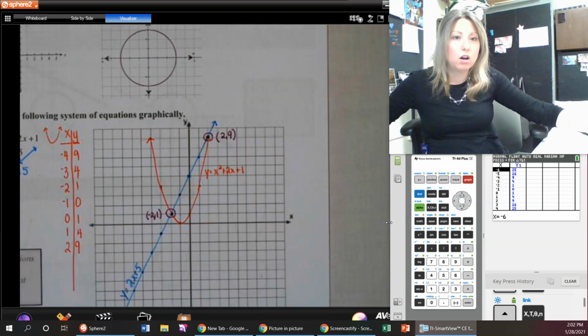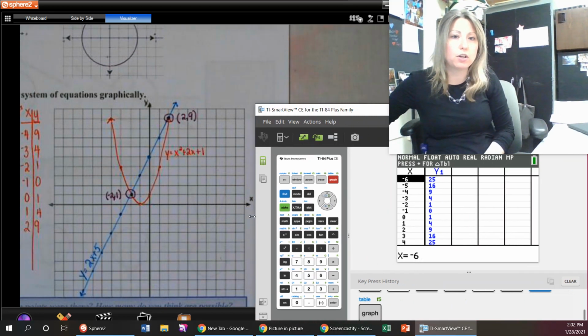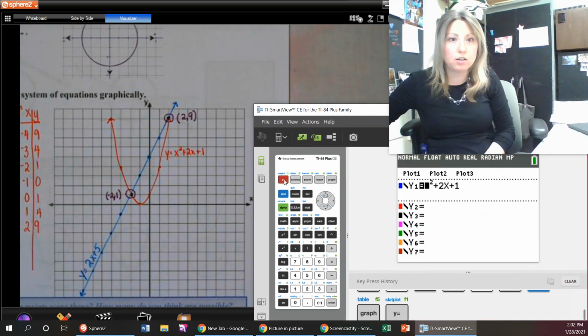So I'm going to put this here, and I'm just going to pull this out again. And in my y equals, I know I did the colors opposite here. I can change that.